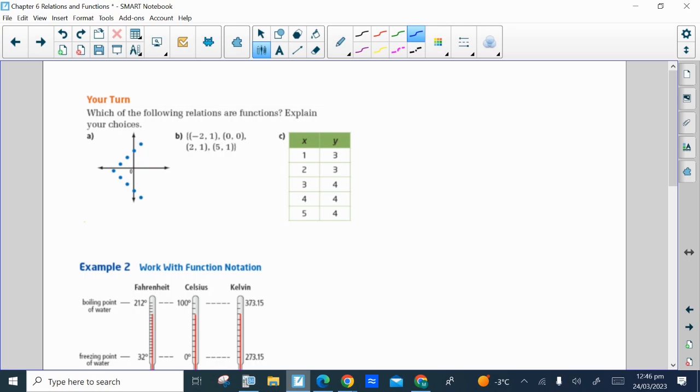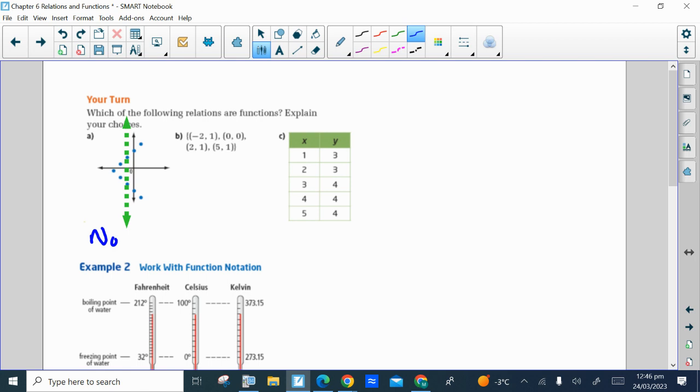Princess, is the first one a function? Want to bet a pop on that? Is she right, John? Why not? It fails the vertical line test. Those two points right there have the same x value. So it's not a function. Good thing you didn't bet, Princess.